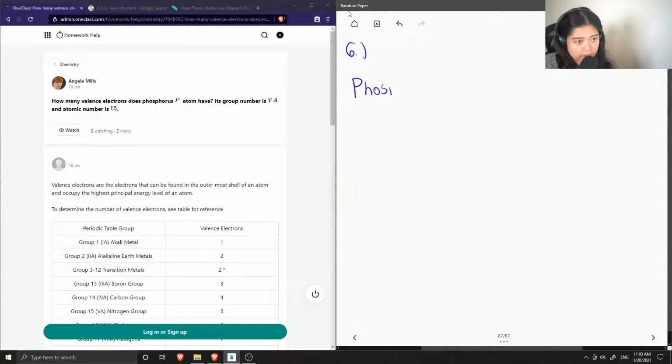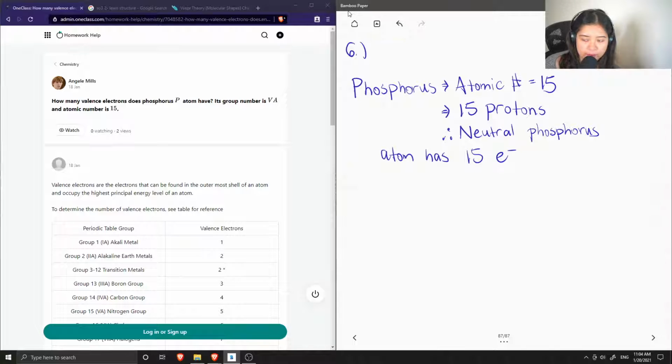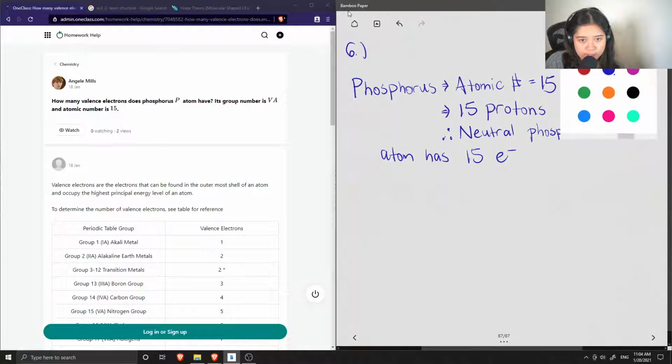So we know that phosphorus has atomic number equal to 15. So this means that there are 15 protons in phosphorus, and therefore if we had a neutral phosphorus atom, then we also have 15 electrons. And this is so that the negative charge can cancel out the positive charge from the 15 protons to give us a neutral atom.